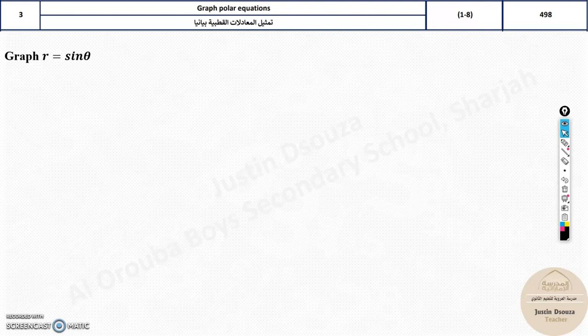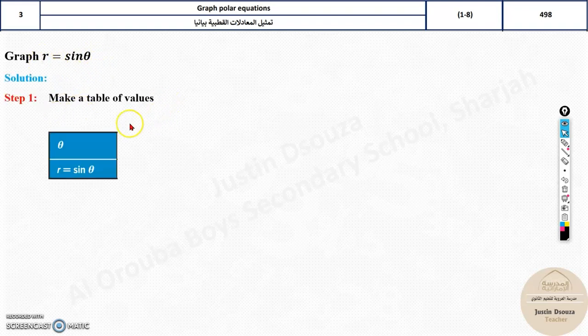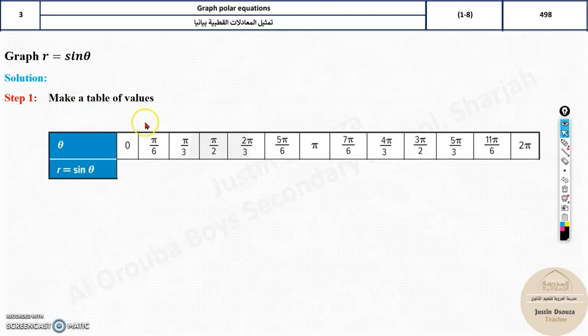The third topic is to graph polar equations. And in the third topic of your exam scheme, they have specifically asked problems where they have asked you to plot the points. So now how do we do it is, our sine theta is given. So what you need to do is make a table of values with theta and the radius r, that is the sine theta. So you need to assume these theta values.